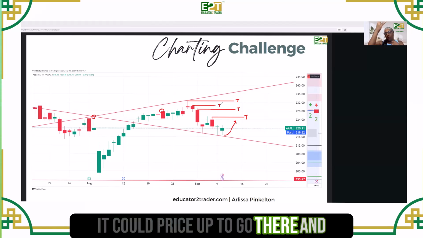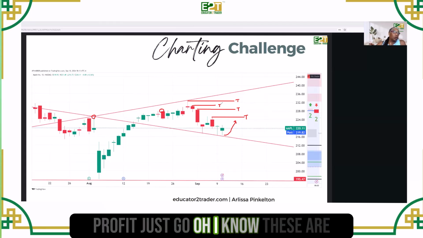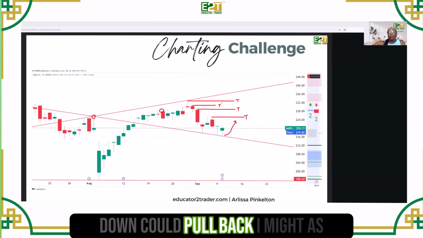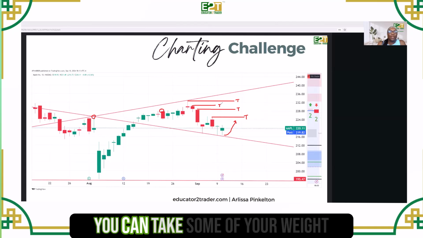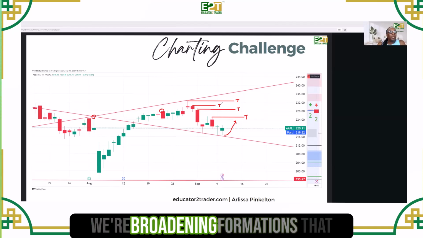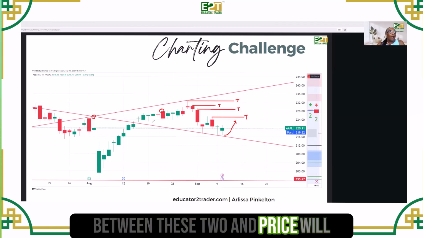It could possibly go there and pull back a little bit, or you can say, this is where I'm going to take my profit. I know these are areas where the price could slow down, could pull back. Depending on how big your trade is, you can take some of your weight off, that kind of thing. Broadening formations: the thought is that the price will dance between these two and price will expand.